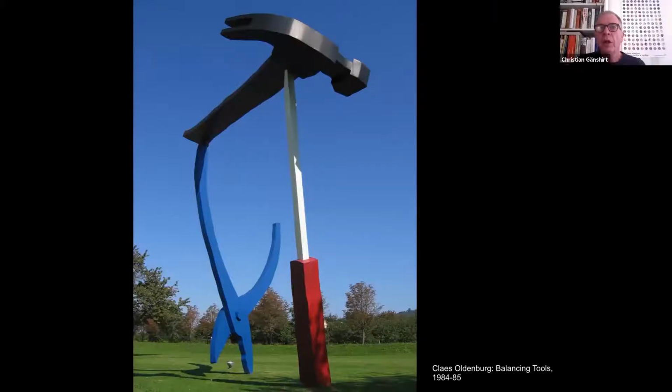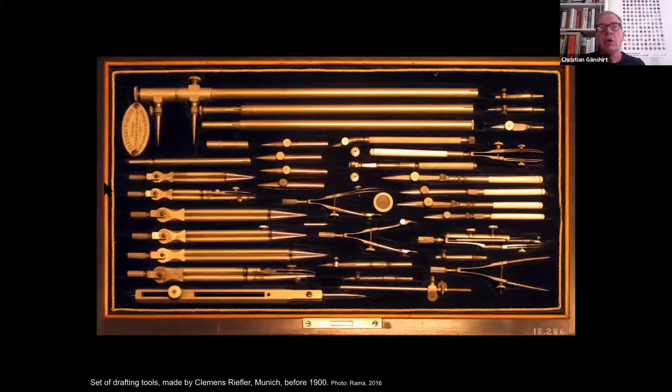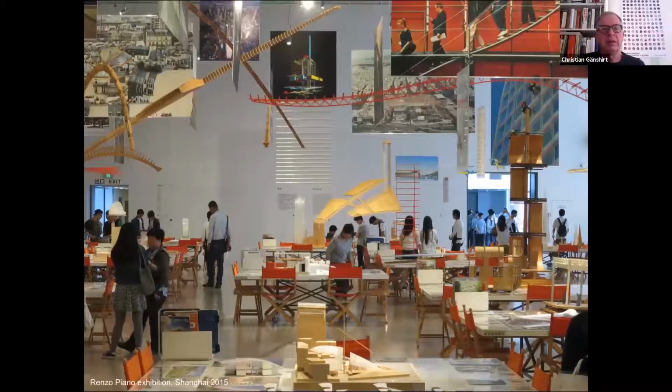We all go with the hope that we could use a toolbox that's neatly ordered and well organized, like this box of drafting tools made about 100 years ago in Germany, in Munich. And then when we look at the practice of architecture, what we see, for example, in an exhibition on architecture by Renzo Piano is a broad set of things, very different things.